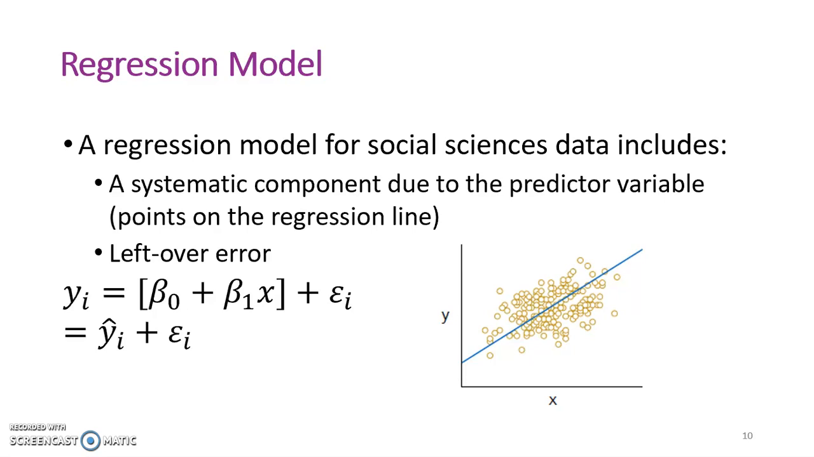Now, y hat, again, is the predicted value of the outcome. And we know that the predicted value of the outcome is equal to the intercept plus the slope multiplied by the predictor. So we can actually plug that into this equation and see that the observed value for y is going to equal the predicted value for y, which are the points along this regression line, plus some error.